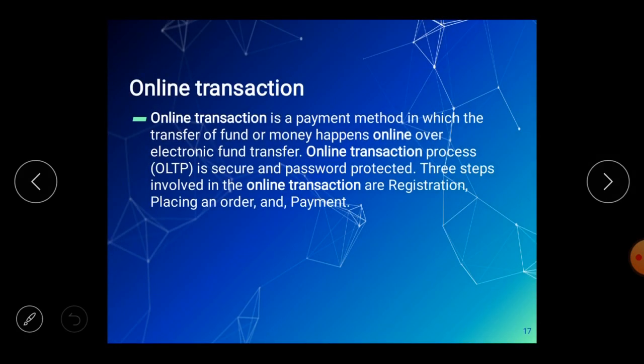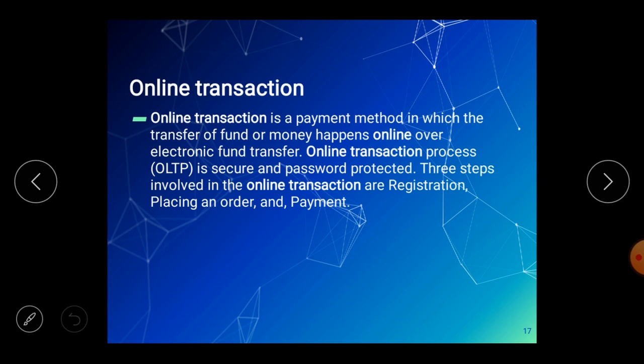The next topic that I am going to discuss is online transaction, meaning when we are transferring money from one person to another person online. This type of transaction is called an online transaction, and you can say online transaction is another name for e-commerce. E-commerce is the technical name, and in general speech we use online transactions.